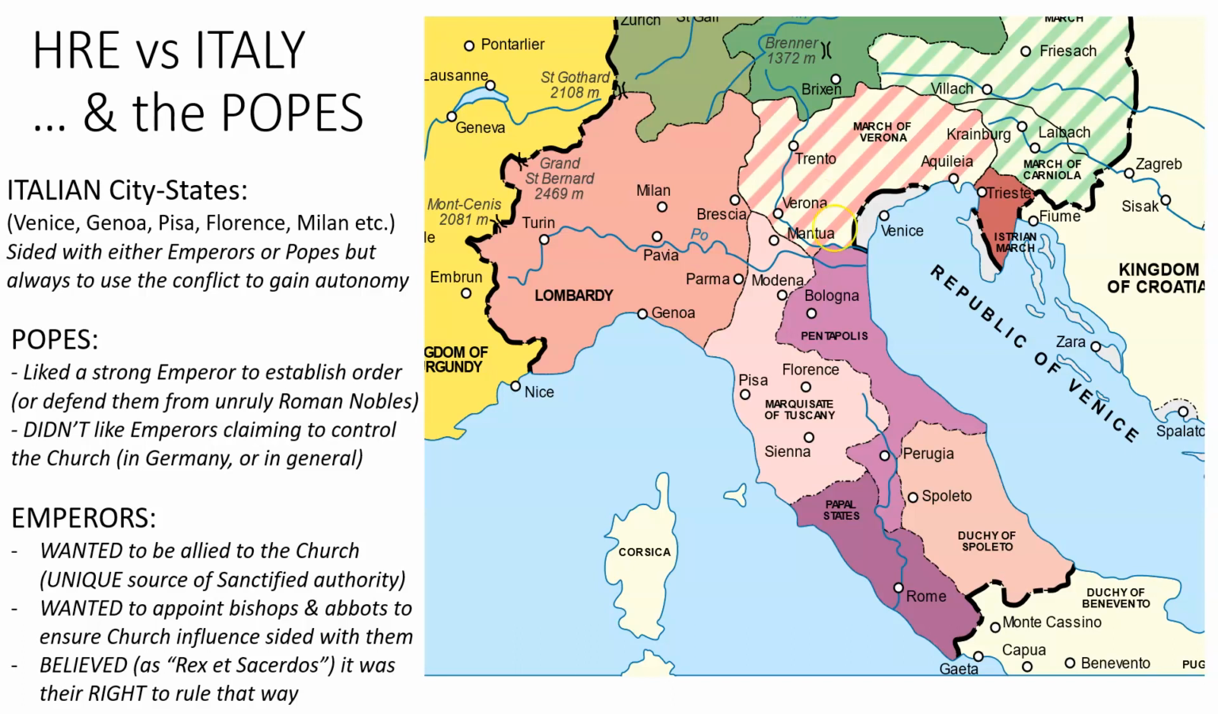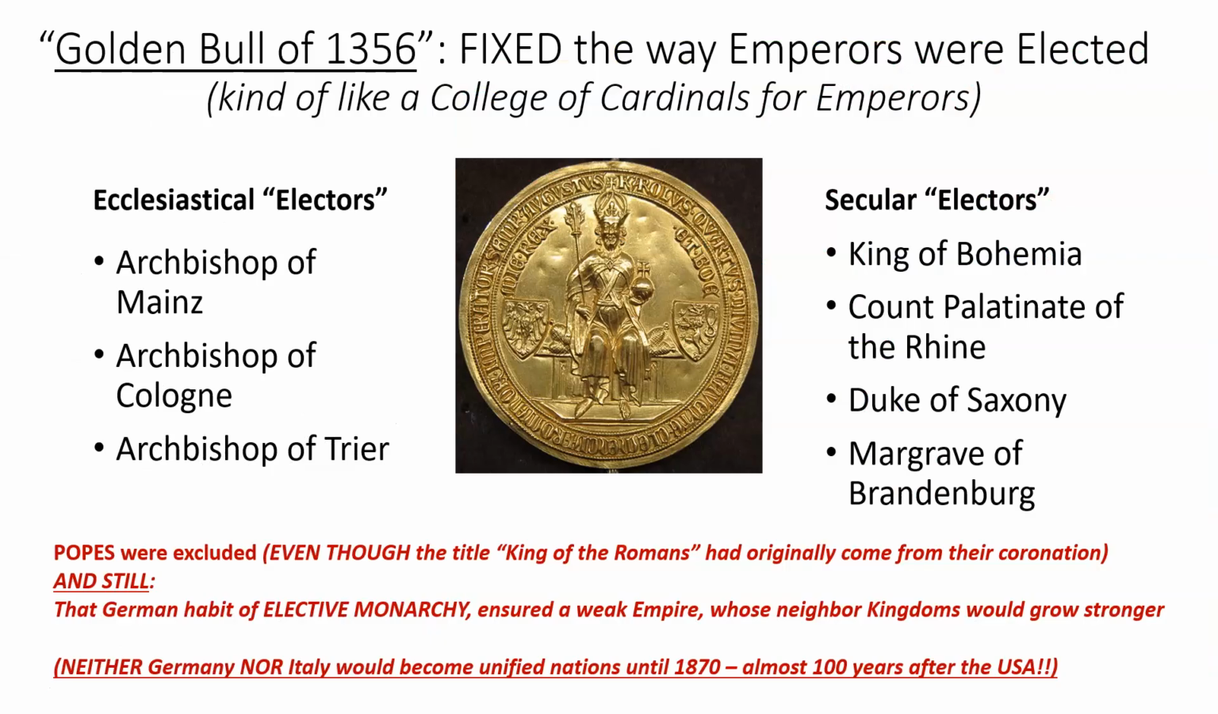And for the emperors, what's their motivation in this kind of three-way struggle? Well, they want to be allied with the church, because it's a unique source of sanctified authority. And they also want to be able to appoint bishops and abbots to ensure that the church influence is siding with them. But they also, as the book points out, believe that they are rex et sacerdos, which means king and priest, and therefore that it's their right to rule that way. This is a lot like the instinctual ideas of what you saw in the Byzantine emperors.